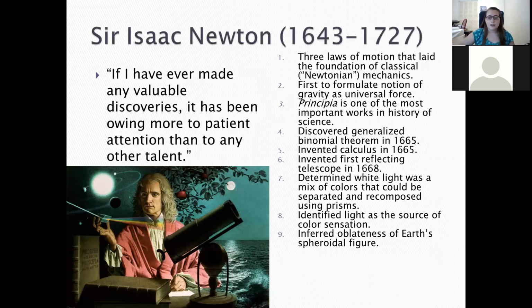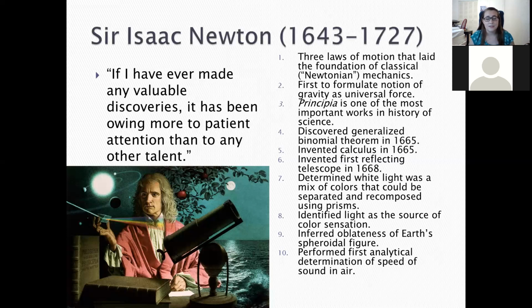He formulated Newton's law of cooling. So the rate of heat loss of a body is proportional to the difference in temperature between the body and its surroundings. He introduced the notion of Newtonian fluids, or fluids that have a fixed constant viscosity, even through different rates of shear, like just tons of stuff. And then he also performed the first analytical determination of the speed of sound in air. So yeah, he's kind of a big deal.